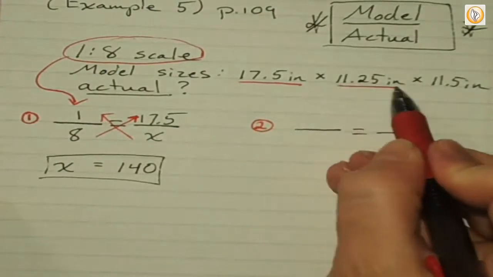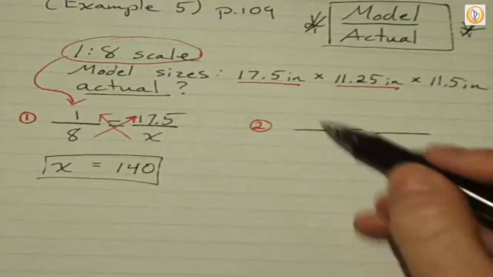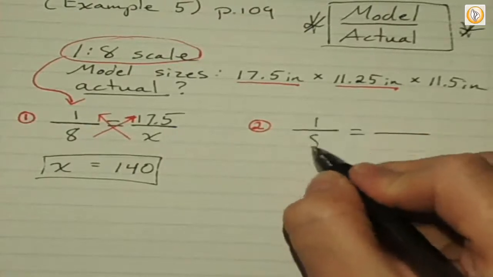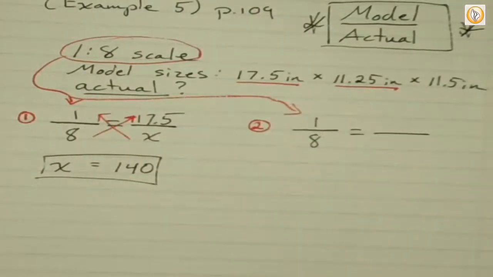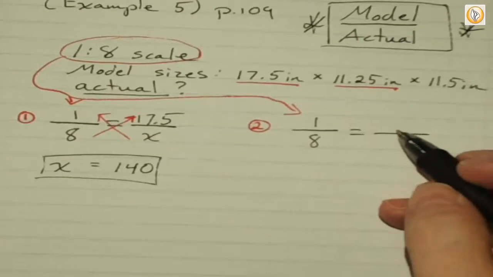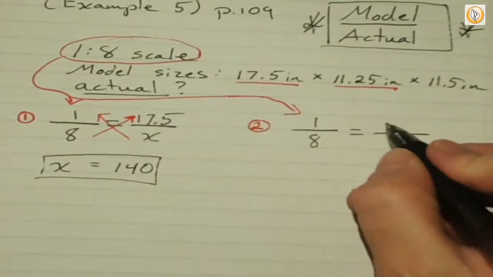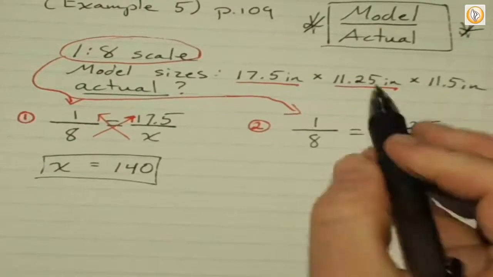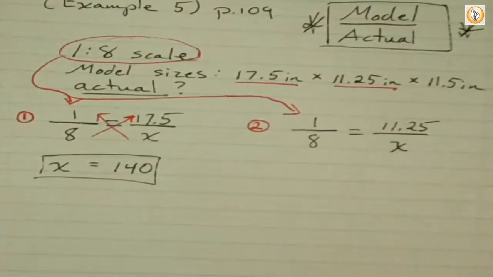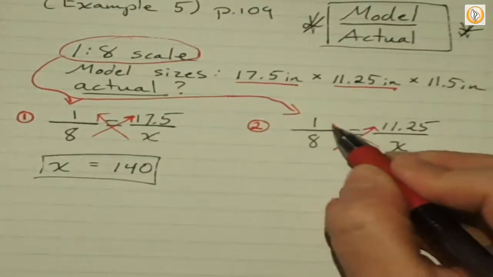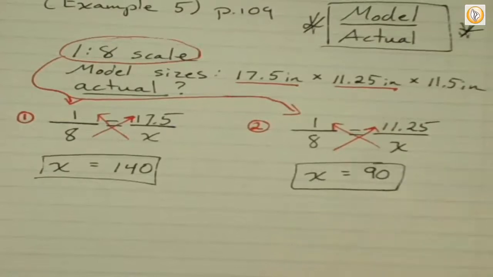Now we're doing the second size. So let's see, Michael, what do I put in my first ratio? 1/8. That's right. The first one is 1/8, the scale. Michaela, we're doing the second number, 11.25. Do I put it on top or bottom? Why? Because the model goes on top. Because this is the measurement for the model, and model always goes on top. So then I cross multiply, and I get X equals 90. There's my second number.